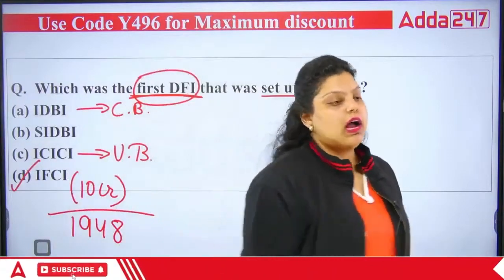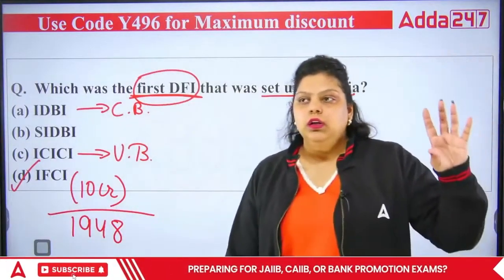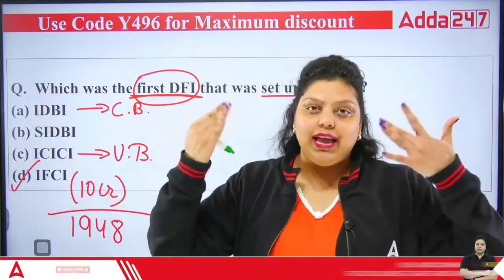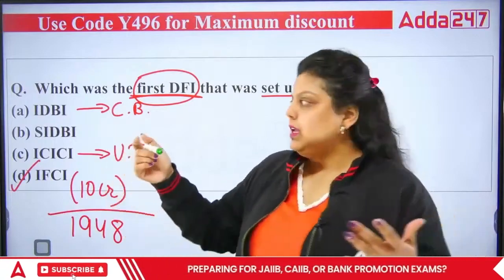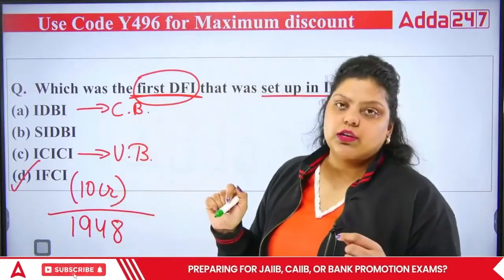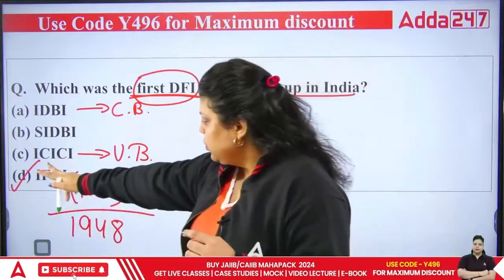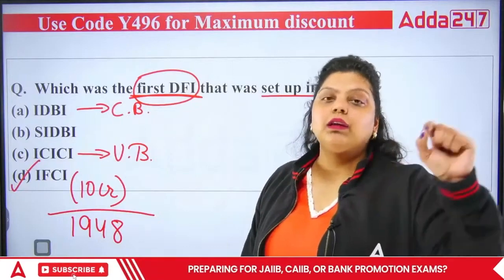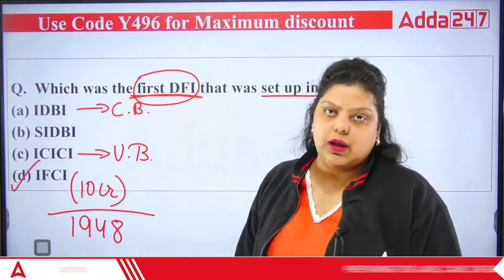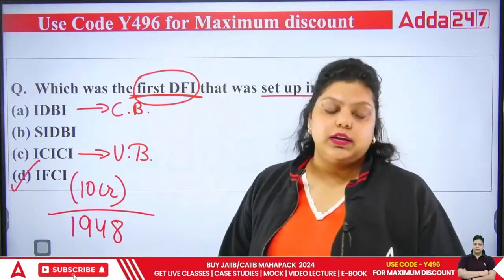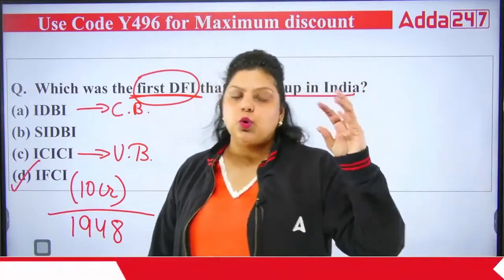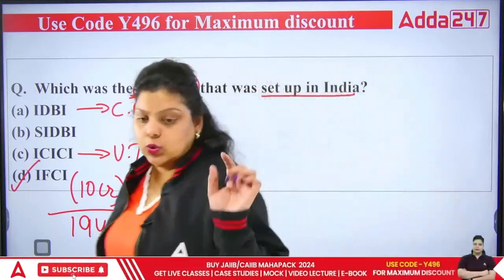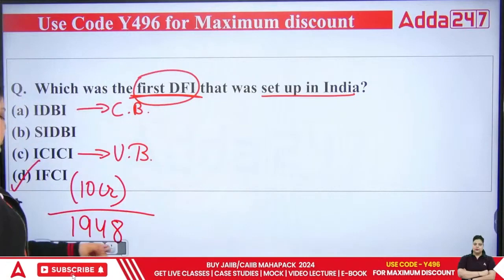Acha, one more thing, I also keep saying this: you do not only have to focus on the question and options, also focus on the explanation I am giving. Maybe they will not ask the name of the first development financial institution. The question can ask what the capital was when IFCI was established, or when the first development financial institution was established. That was IFCI, 1948. Conceptual study is very important, every detail is very important. So whatever explanation I am giving, listen to it very carefully. So the right answer is D.